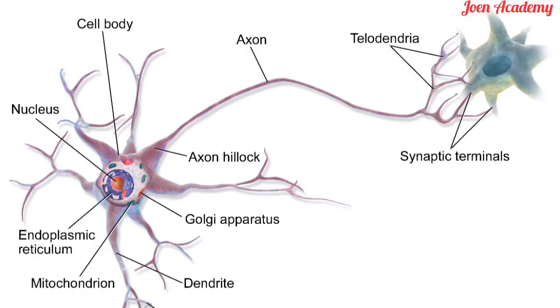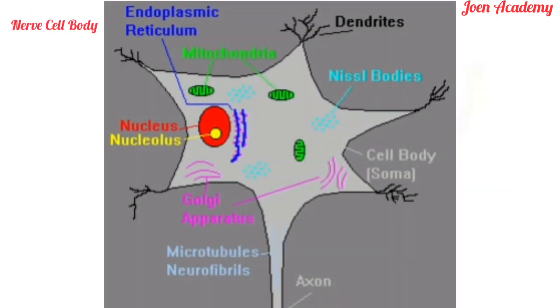Let's take the different parts of the neuron one after the other. Firstly, we'll go with the nerve cell body. The nerve cell body can also be called the soma or the perikaryon. It has no regular shape. Just like any other cell, the nerve cell body has cytoplasm, which is known as the neuroplasm. Inside this cytoplasm, we'll see the different organelles of the neuron.